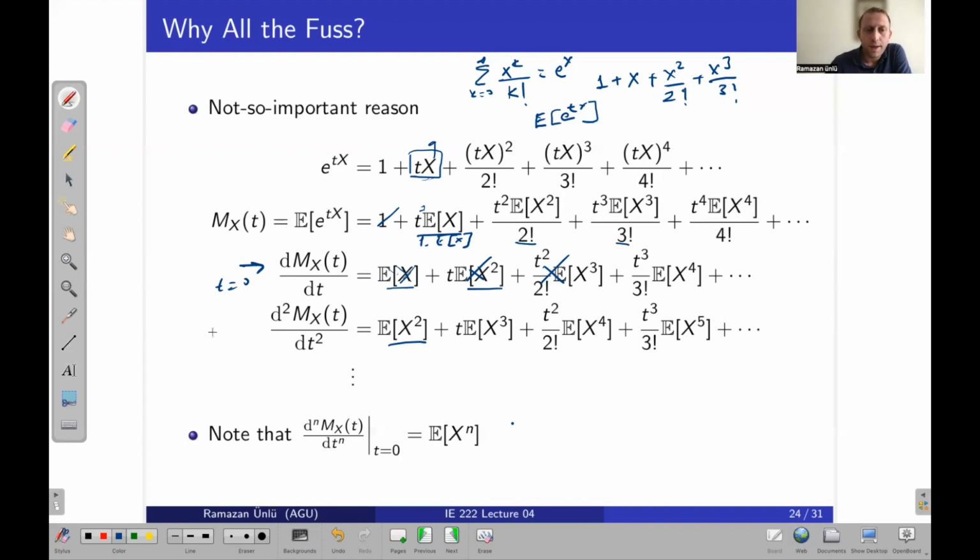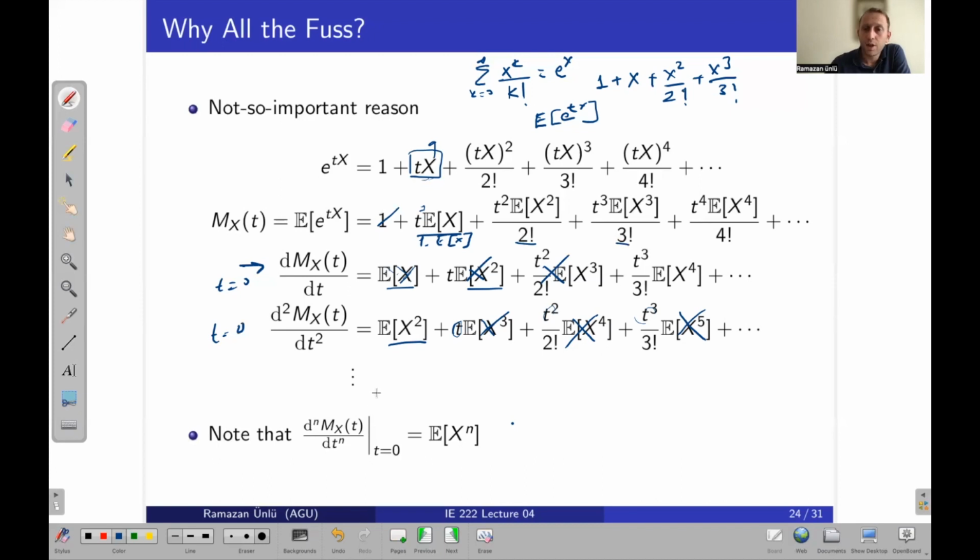And imagine that again we evaluate the second derivative of the moment generating function at t equal to 0. That will give us the expected value of x squared, right? Because we have t here, that will be 0. We have t here, that will be 0. We have t here, that will be 0. And we will be left with the expected value of x squared. So that means the second derivative of the moment generating function evaluated at t equal to 0 will give us the expected value of x squared, which is the second moment.